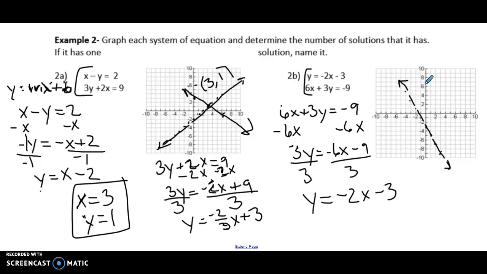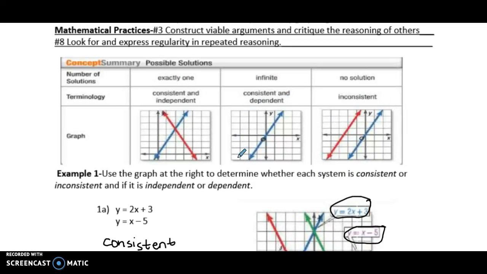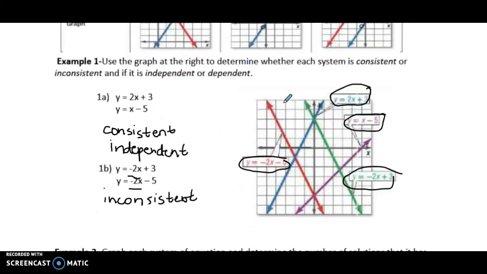So now on my graph, you'll notice we end up with that same line that we started with. If I actually graphed this one out, my y-intercept would be negative 3, my slope would be down 2 over 1. It ends up lining up with itself. I get the same line. So again, what does that mean? Well, let's scroll back up to double check. Remember, when we get the same line over itself, that means we have infinite solutions, and our terminology is that it's consistent and dependent.